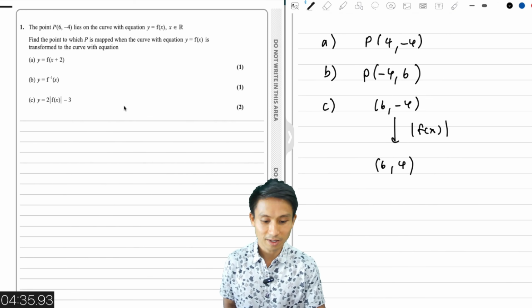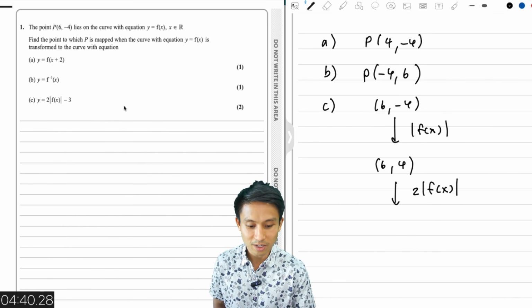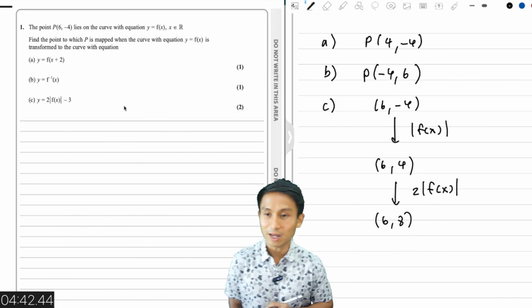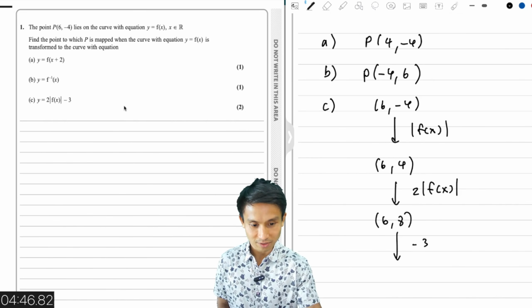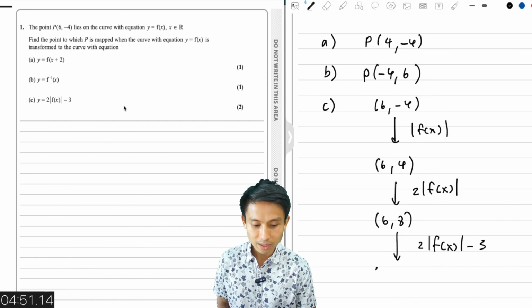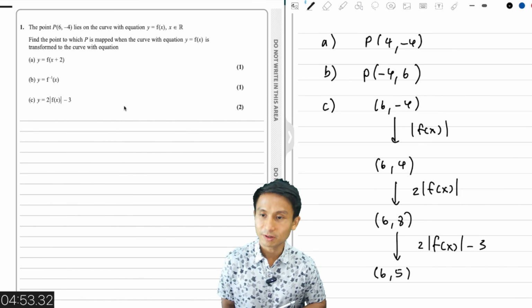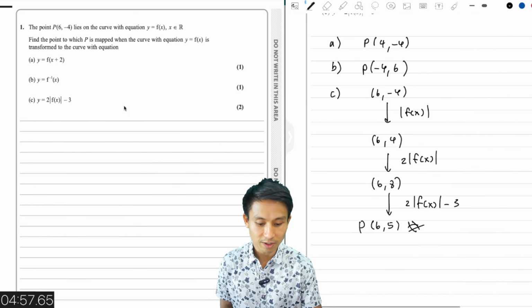In order there. And when you multiply by 2 like that, it's going to be 6 and 8. You multiply the y there. And then you minus 3. After that, so just going to write everything, then you're going to have 6 and 5. Just shifting down by 3 units. So the answer is 6 and 5 there.